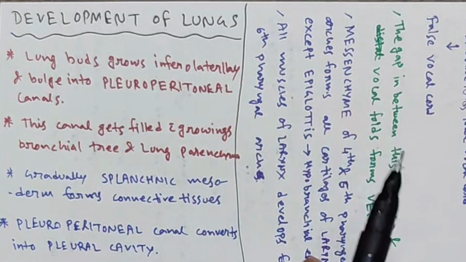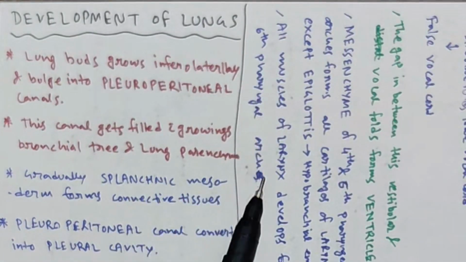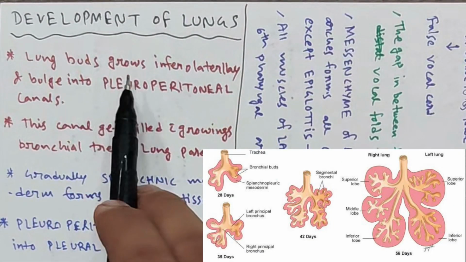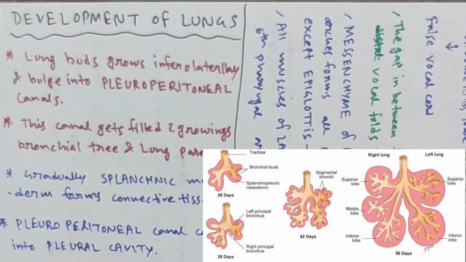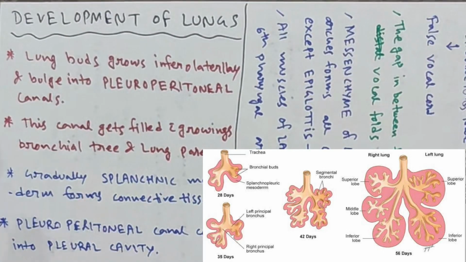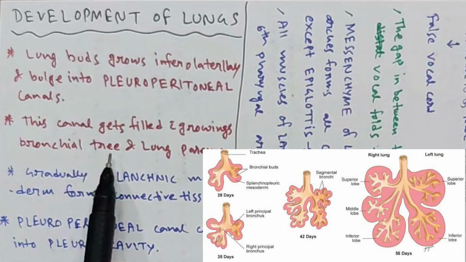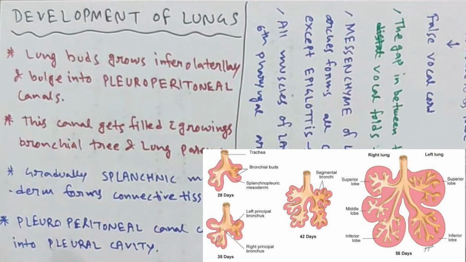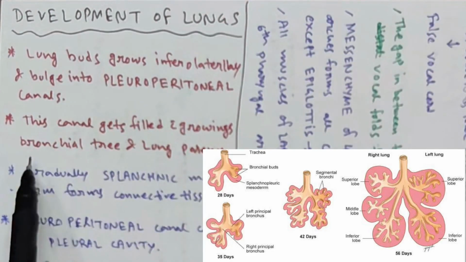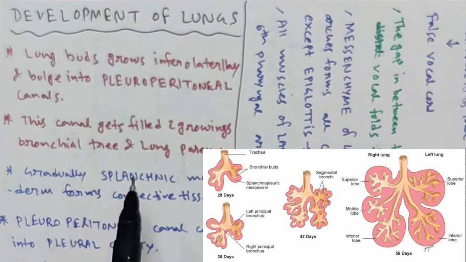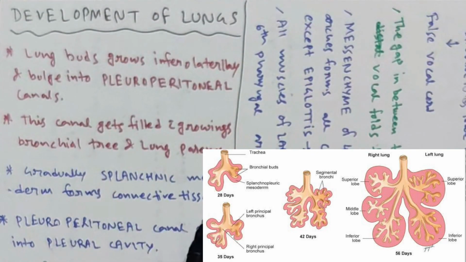As I said, the lung buds appear from one part of the laryngotracheal tube. These lung buds grow inferolaterally, I mean downward and laterally, and expand or bulge into the pleuroperitoneal canals. This canal ultimately gets filled or occupied with the growing bronchial tree and lung parenchyma. Gradually, the surrounding splanchnic mesoderm forms the connective tissues. The pleuroperitoneal canal later converts into the pleural cavity.